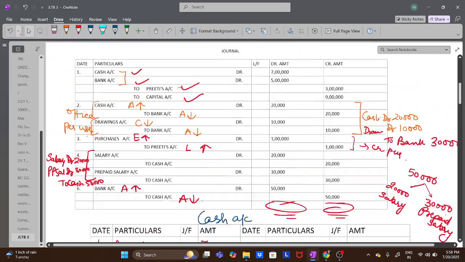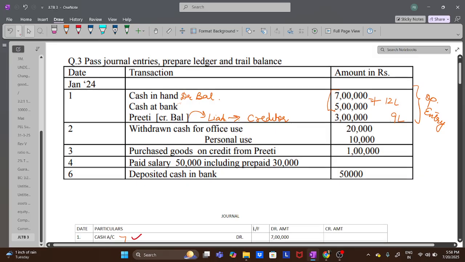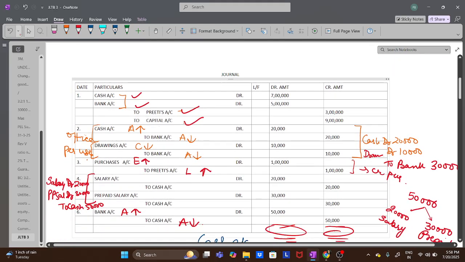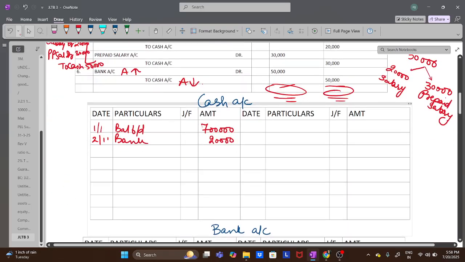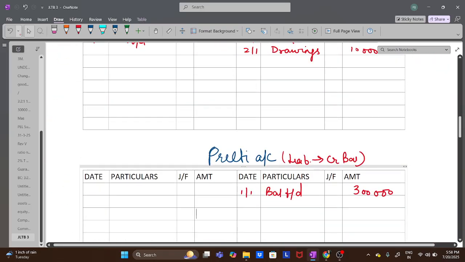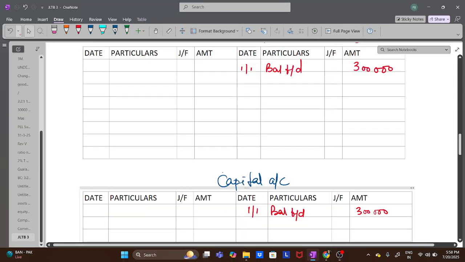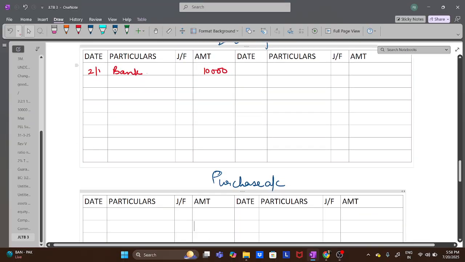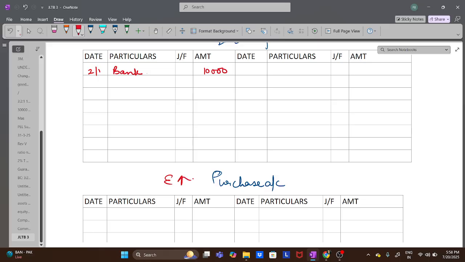Third transaction, which we have in the question, purchase goods from Preeti. Purchase expense increasing. Let's come to purchases ledger. In purchases ledger, we have made a purchase from Preeti of rupees 1 lakh. Purchase expense increase on debit side. I write here Preeti, it's a credit purchase. Amount is 1 lakh.